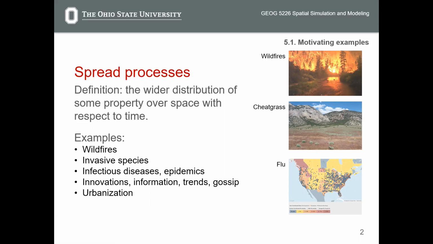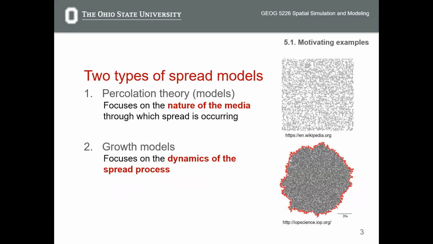Invasive species, infectious diseases, epidemics, and even innovations, gossips, information, and urbanization. They all can be considered as properties, and they expand. They move across space. They spread across the space. Which means that using percolation and growth models, you can simulate these phenomena. Okay, these examples here. And there are two types of spread models.